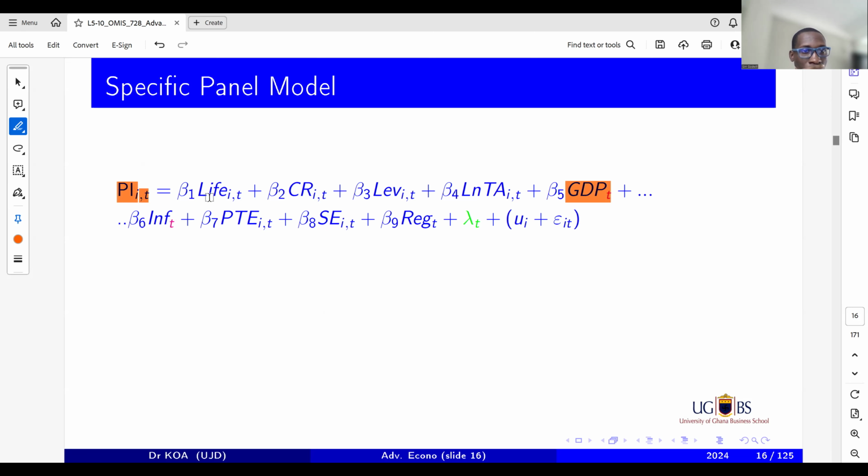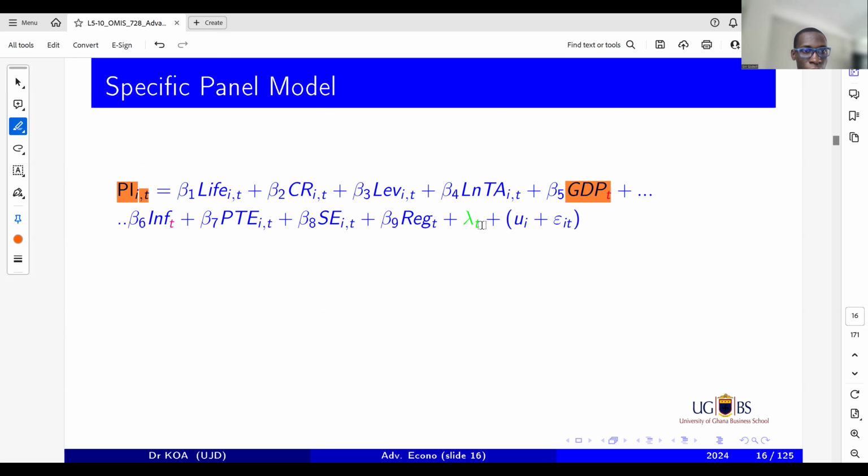Now watch this. You realize that I did not bring the intercept. And that is one thing that you want to know. The intercept is usually absorbed into the errors. So for a real true panel data model, when you are formulating, the majority of papers don't bring the intercept because it's perceived to be inside the error term.